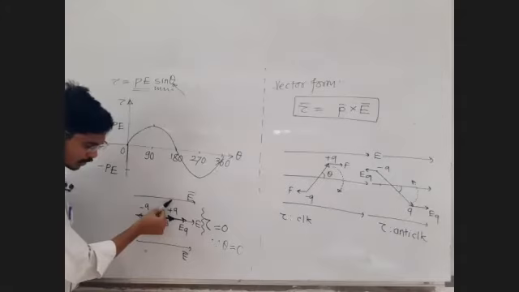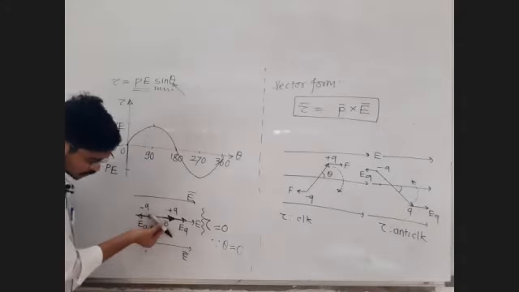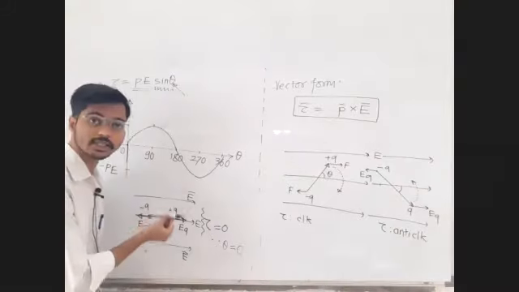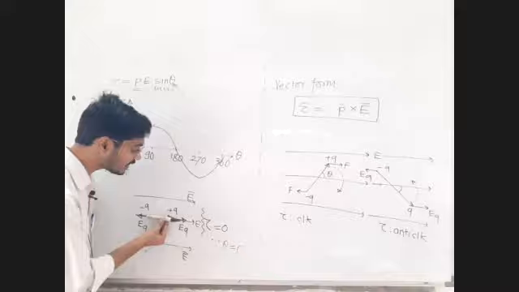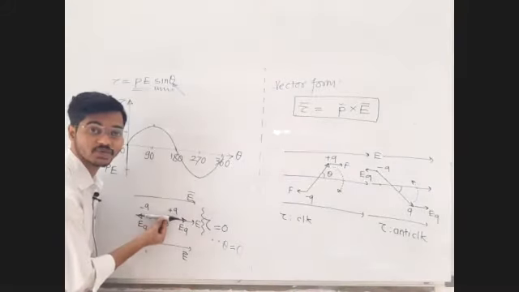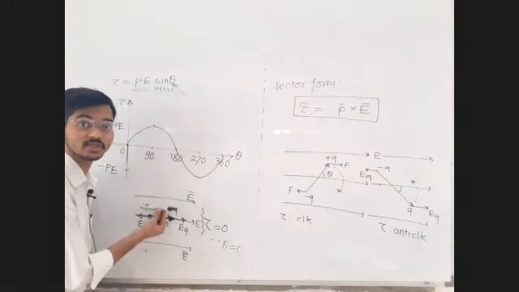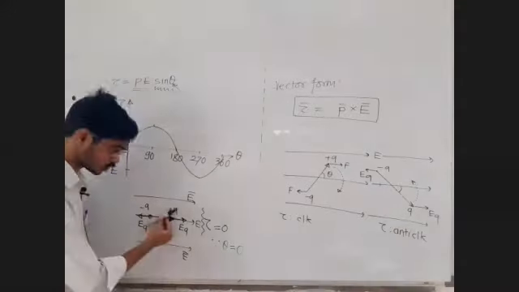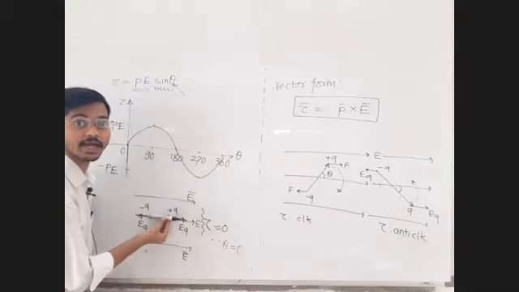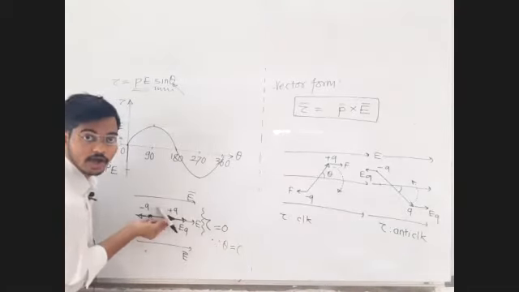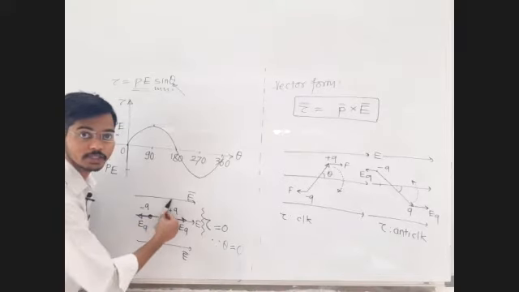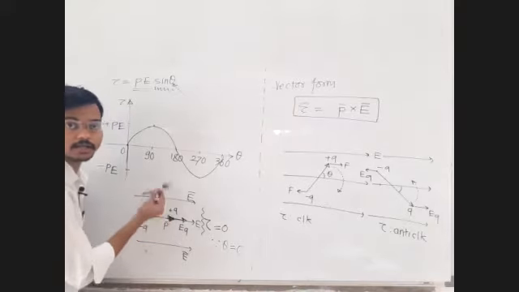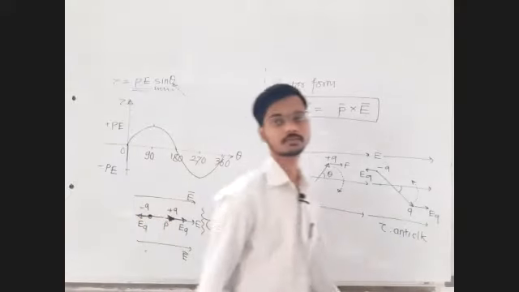If you have this position, torque is clockwise. If you have this position, torque is anti-clockwise, and for this position, torque is 0. So torque is trying to say that align the dipole in the direction of electric field. If you displace the dipole, I will try to align it. Reply to me up to this, clear?